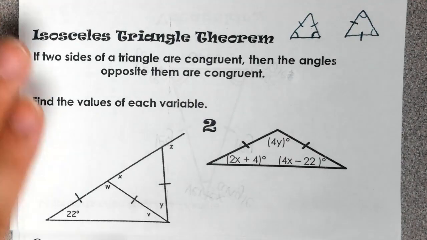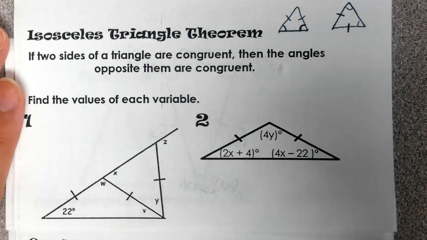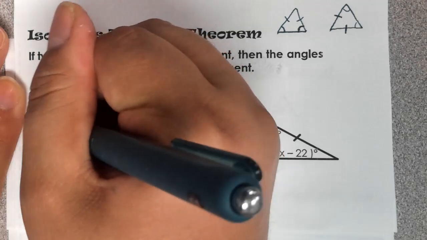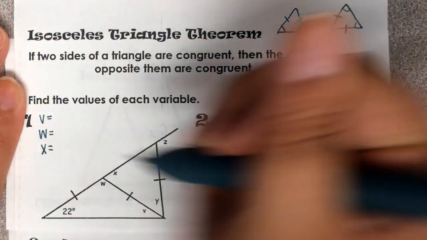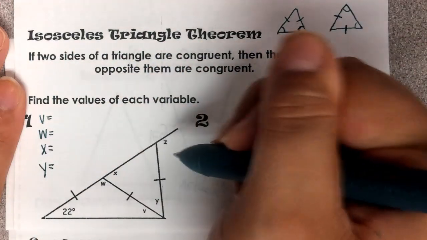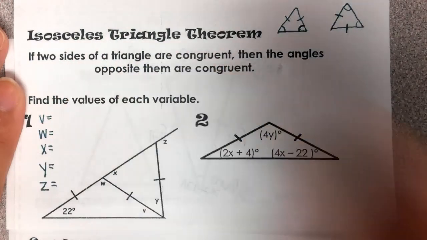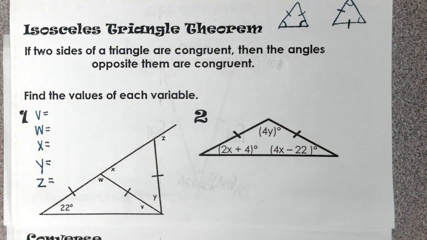Okay, so let's look at number 1. Number 1, I'm going to need to find the values of each variable. So I have v, w, x, y, and z. I'm going to need a lot more colors. I don't think I have any ink in that one.